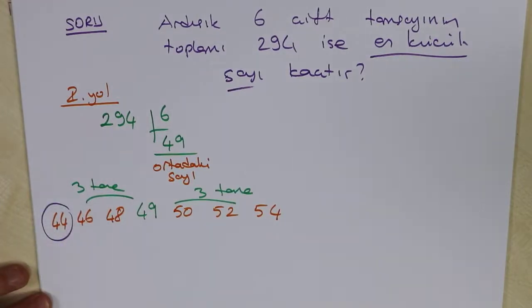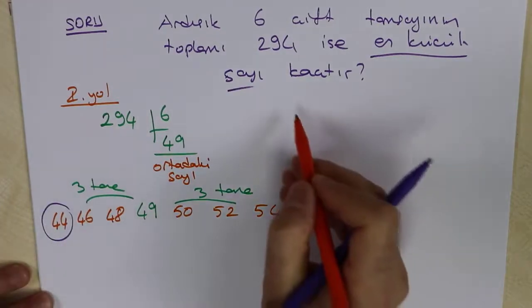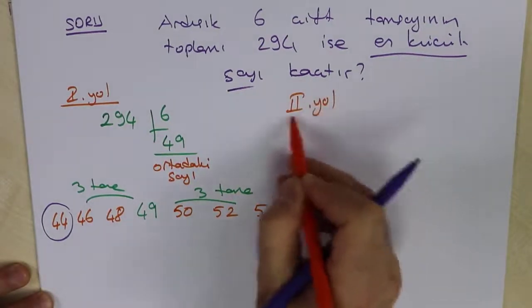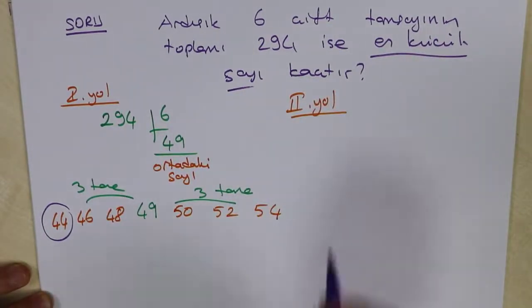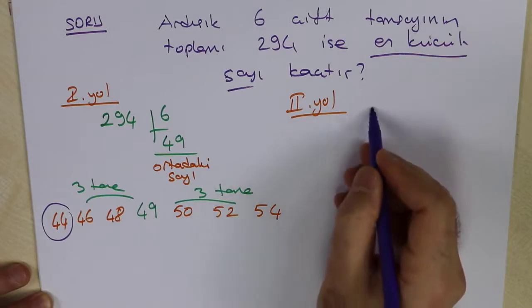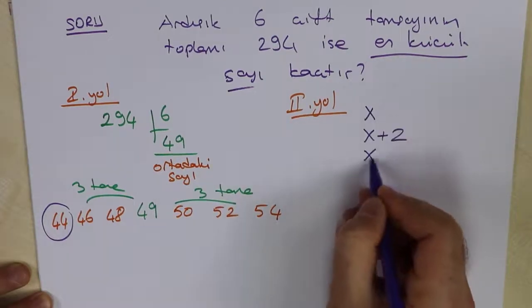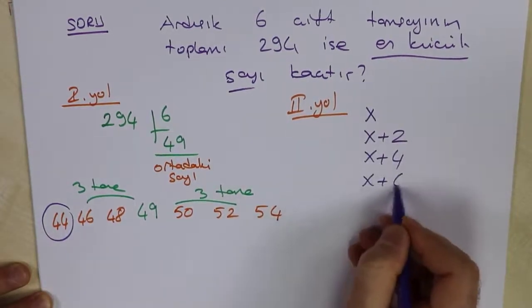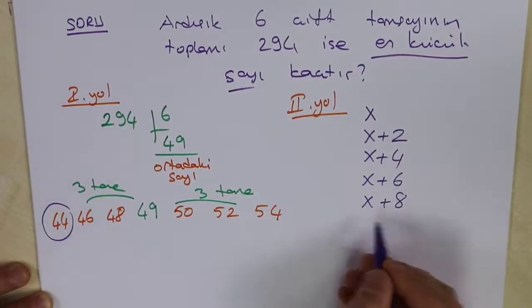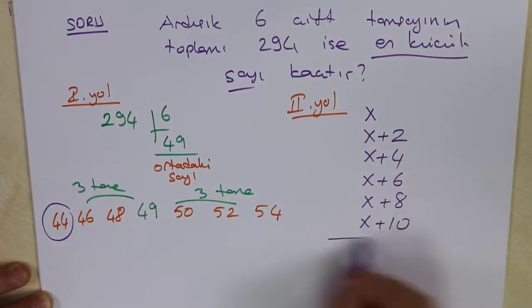Okay, the second method is as follows, or we can follow the following steps. Now we can assume that we have the smallest x, the smallest number. The second number will be x plus 2, the third will be x plus 4, the fourth will be x plus 6, the fifth will be x plus 8, and the sixth will be x plus 10.